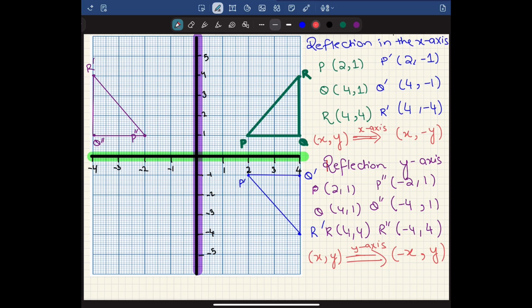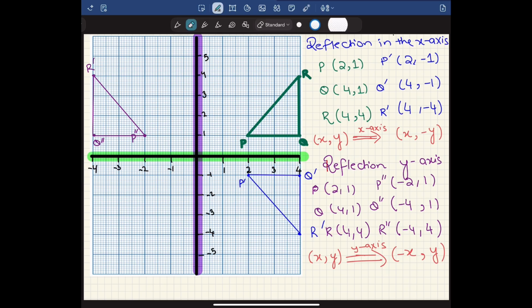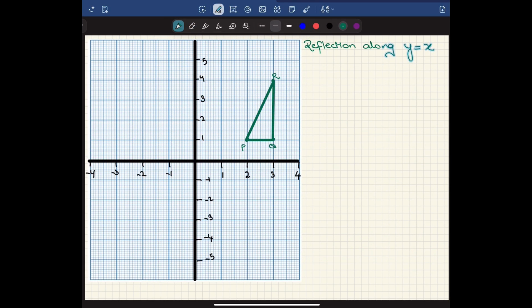Okay, so these are some handy rules that we are going to try and memorize, as they are going to help us save valuable time in the paper. So when you reflect in the x-axis, all you have to do is change the sign of the y coordinate. When you reflect in the y-axis, you just change the sign of the x coordinate and everything else remains the same. Okay, the third case, reflection along the line y is equals to x.